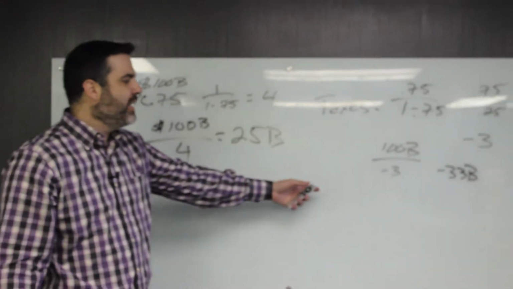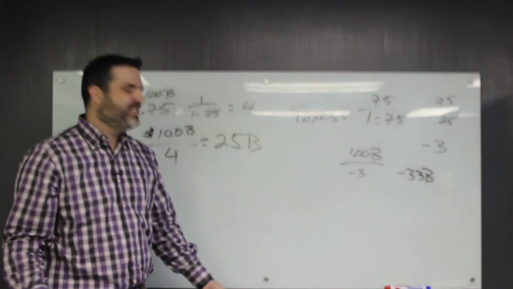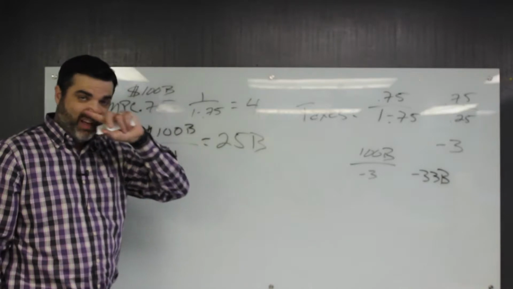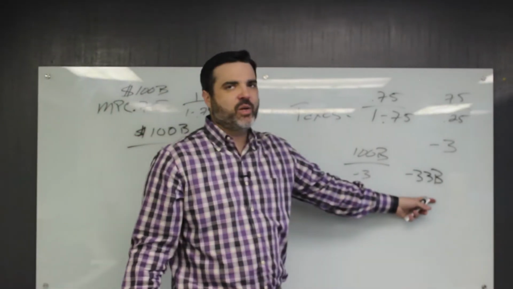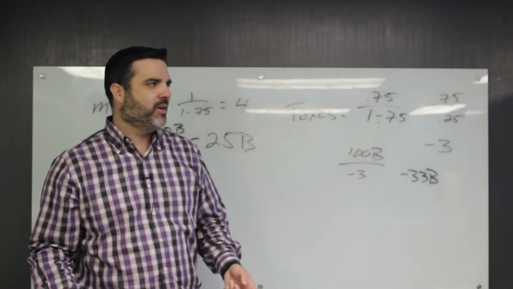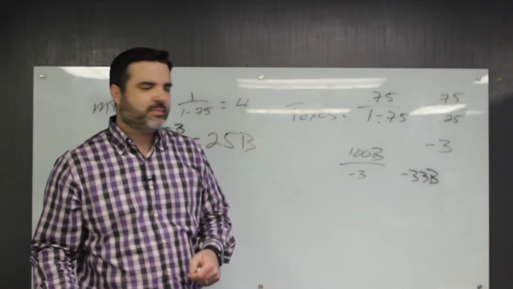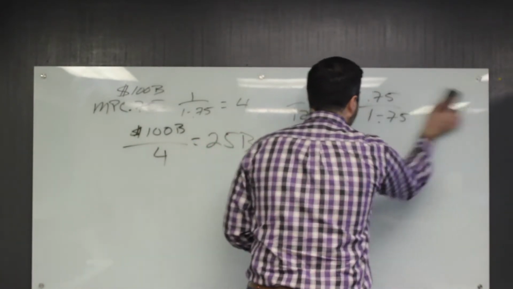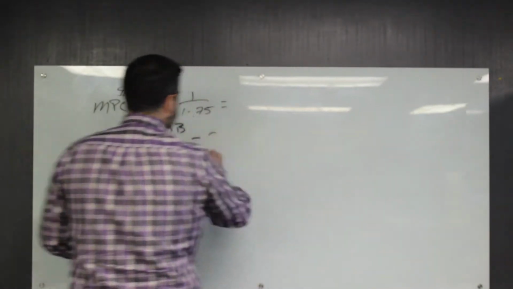And the important thing here is that these can't be offset. So I can't spend 25 billion but raise taxes 25 billion. I can't cut taxes 33 billion but also lower spending 33 billion, or none of this will work. Make sense?